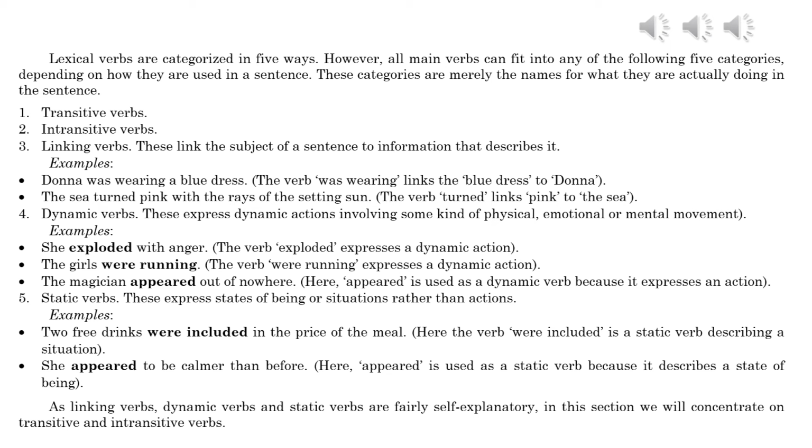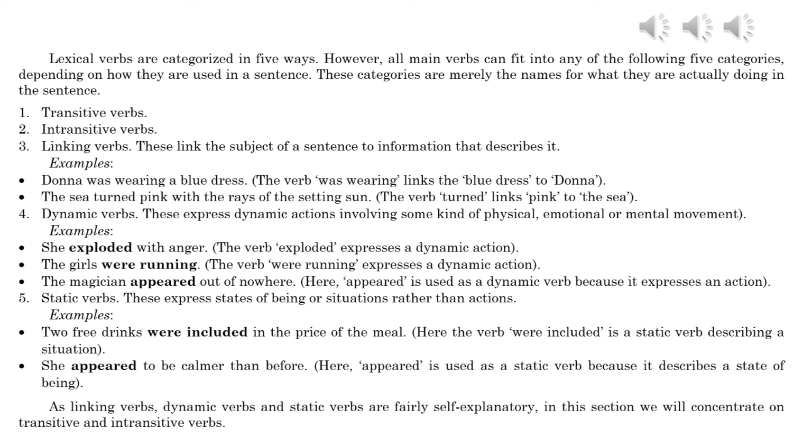Lexical verbs are categorized in 5 ways. However, all main verbs can fit into any of the following 5 categories, depending on how they are used in a sentence. These categories are merely the names for what they are actually doing in the sentence. 1. Transitive verbs. 2. Intransitive verbs. 3. Linking verbs. These link the subject of a sentence to information that describes it.